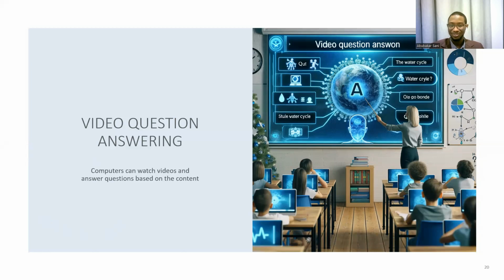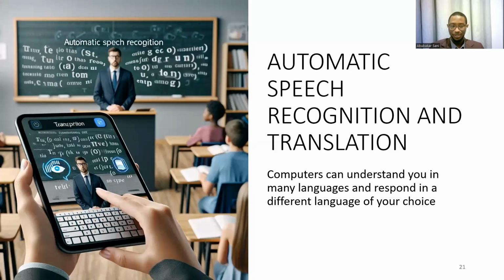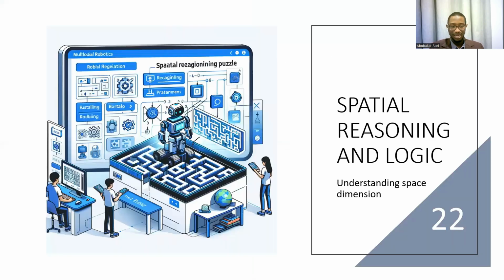Okay, we have automatic speech recognition and translation. This is also a feature that a multimodal AI can do for you. You can speak to it, and not only that, you can get it to speak back. So that's a very powerful feature. But this one is specifically available for generative AI.